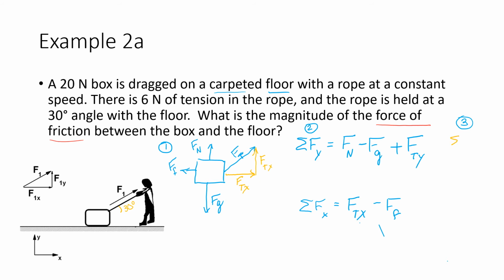Essentially, it boils down to: is the net force equal to 0, or is the net force equal to the mass times the acceleration, right? If we're not accelerating, then it equals 0. If we are accelerating, then we're going to have to use mass and acceleration to get some extra information.